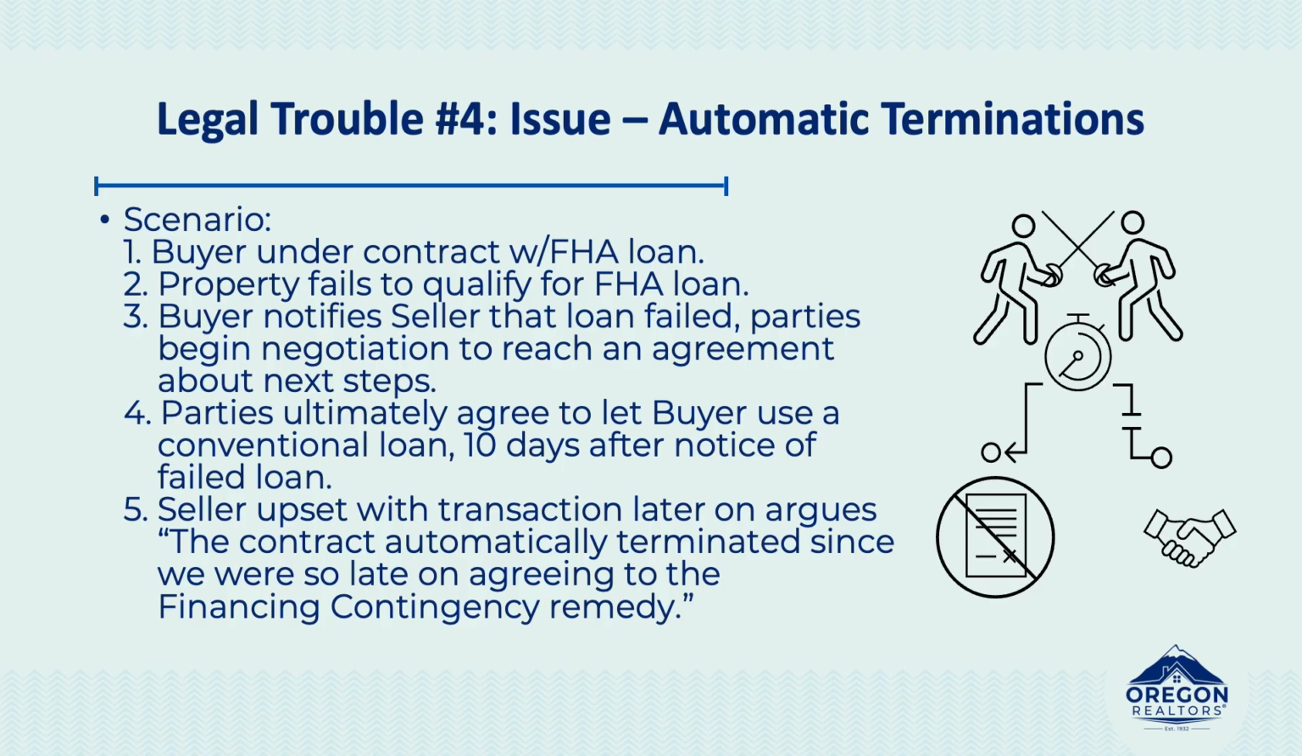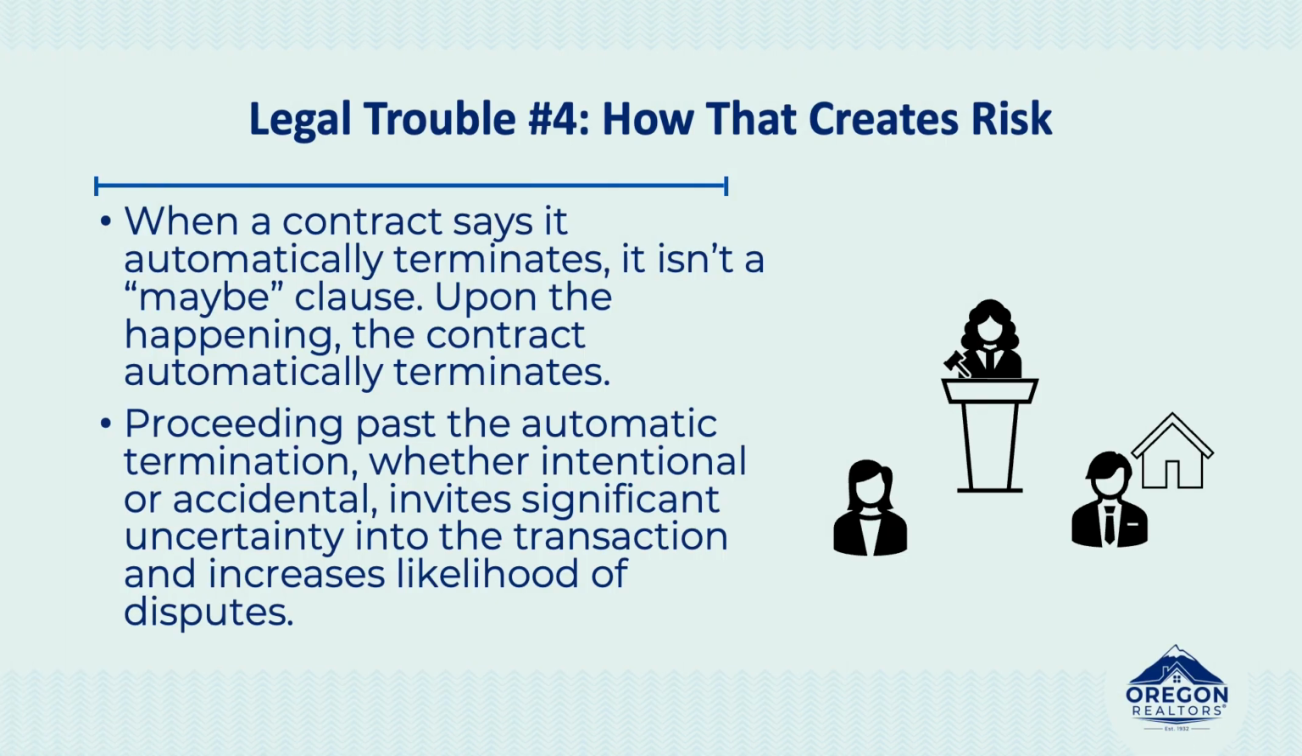We were agreeing on a financing remedy, but we were so late in doing so that the contract automatically ended itself. When a contract says that it automatically terminates, that's not up for discussion. It's not up for dispute. It's not a maybe clause. Automatic termination means the contract automatically terminates when certain things occur. So if there is something that says, if you must come to an agreement before the end of this short 2-day window, and the parties don't come to an agreement, and it says it automatically terminates, you have automatically terminated. The contract doesn't exist anymore.